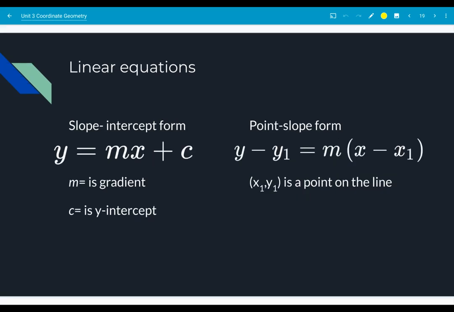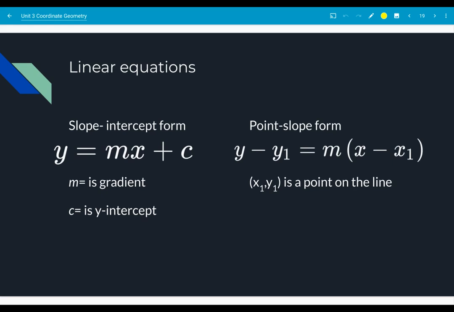You have two forms of linear equations. Again, these are not given to you on your formula sheet, so make sure you remember these. And if you only remember one of them, they are derived from each other, so you can generally get the job done with either one. It just might be quicker to do one or the other.